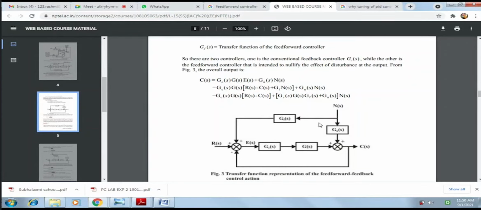This part, GF(s) equal to, if you put this part as 0, this coefficient will make the N(s) coefficient equal to 0, and if you simplify this, you'll get GF(s) from this equation, minus GN(s) by GC(s) into G(s), the equation I have already shared. You have to put these values: we are given GN(s), we are given GC(s), and you are given G(s). And you have to find GF(s), the feed forward control transfer function, from this equation with a negative sign.